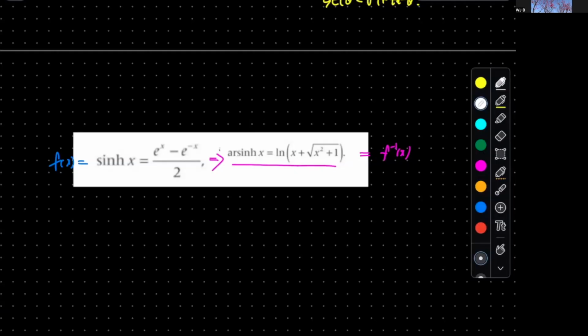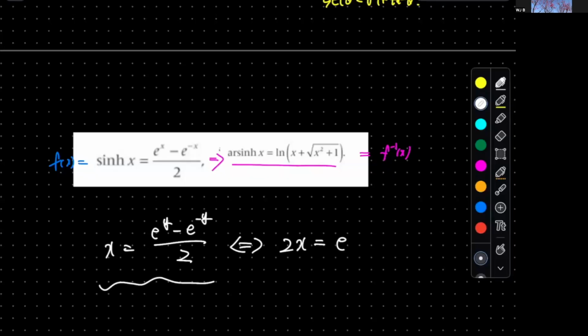Yes, for the inverse function, what you want to do, very good, is to interchange x and y. That is great. So now I'm going to have x is equal to e to the power y minus e to the power negative y over 2. To find the inverse, I need to make sure the y has to be subject. So what I can do is I can multiply by 2, and I have e to the power y minus e to the power negative y.